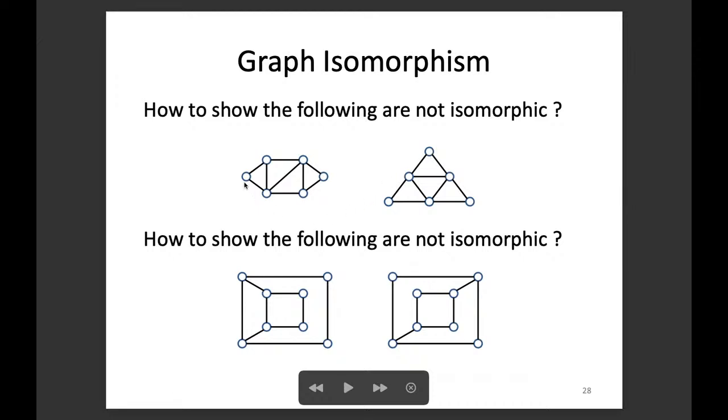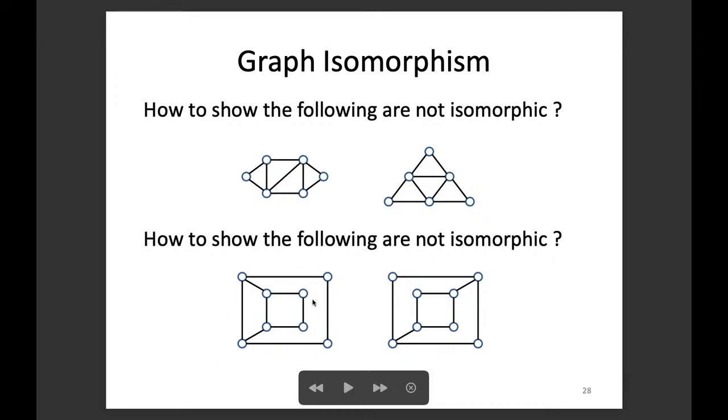Now, if this is the case, then let's take a closer look at the left-hand side graph. On the left-hand side graph, there are only two vertices with degree 2. But on the right-hand side graph, there are three vertices with degree 2. So what does that mean? It means that these two graphs cannot be isomorphic. They cannot be of the same structure.